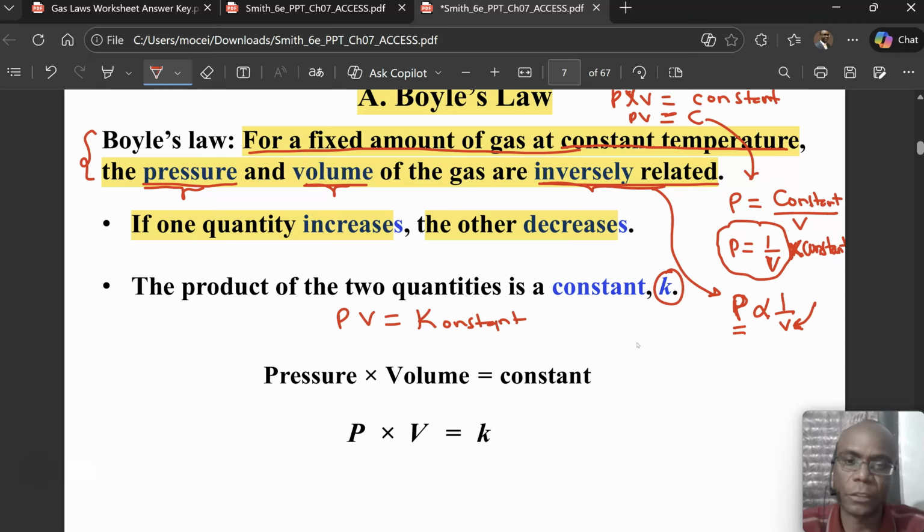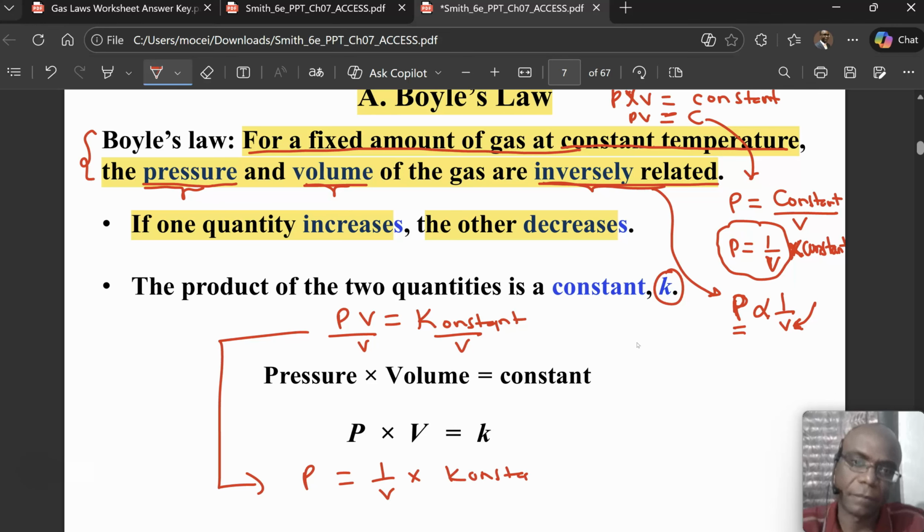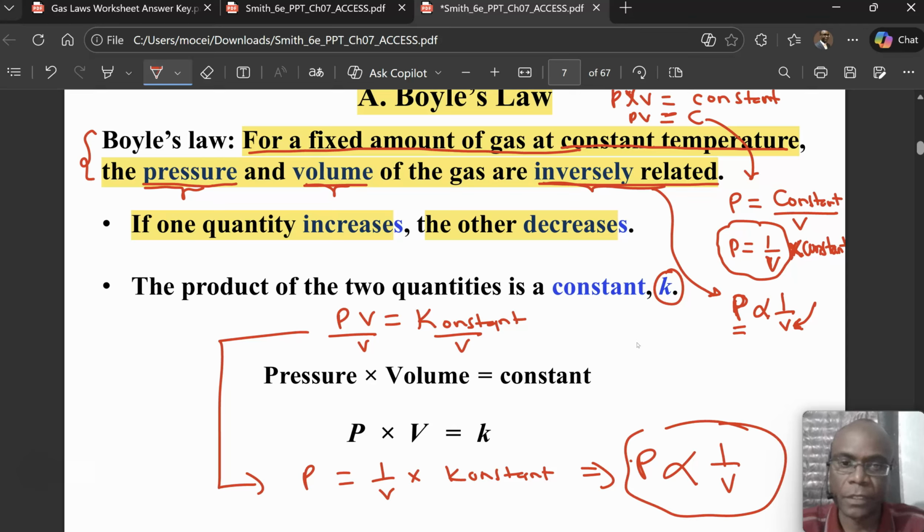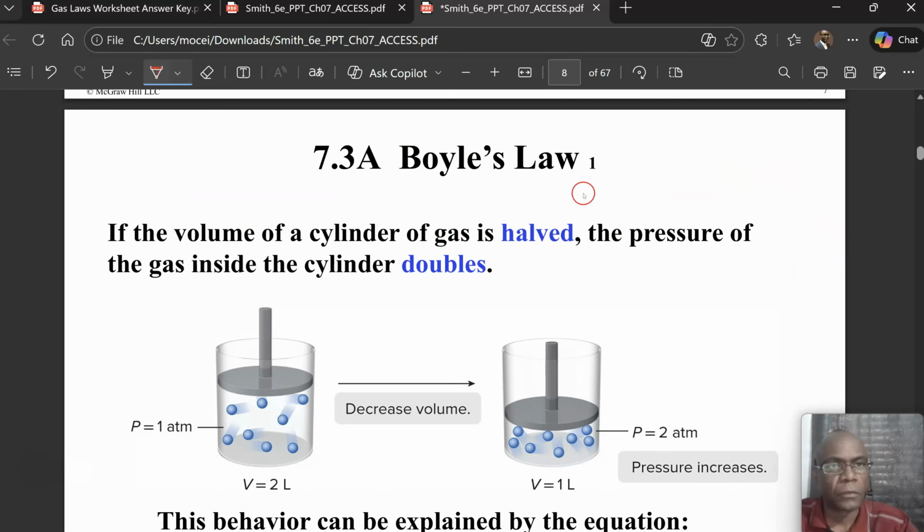And therefore, if you divide both sides by V, that's what I was trying to do, you get that P equals 1 over V times your constant. Okay, so again, to remove the constant, we use the proportionality sign. P is inversely proportional to volume. So P, pressure times the volume, equals a constant.